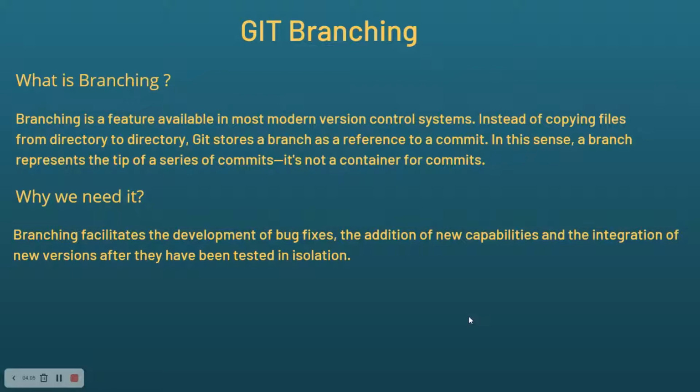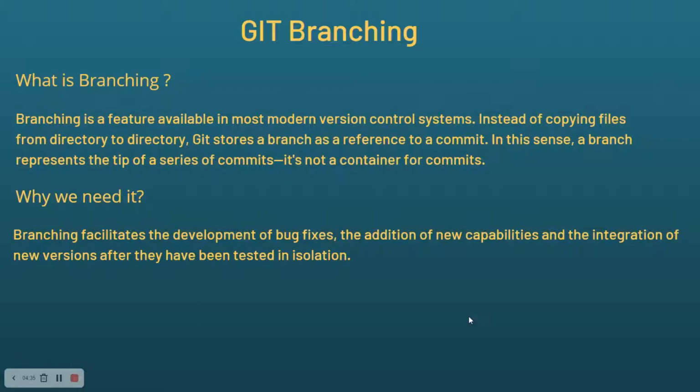It's a tip of, I would say, a simple thing like a tree has branches. So that's what it is in simple terms, a tree has different branches attached to it. Why do we need branching? Branching facilitates the development of bug fixes, addition of new capabilities, and integration of new versions after they have been tested in isolation.